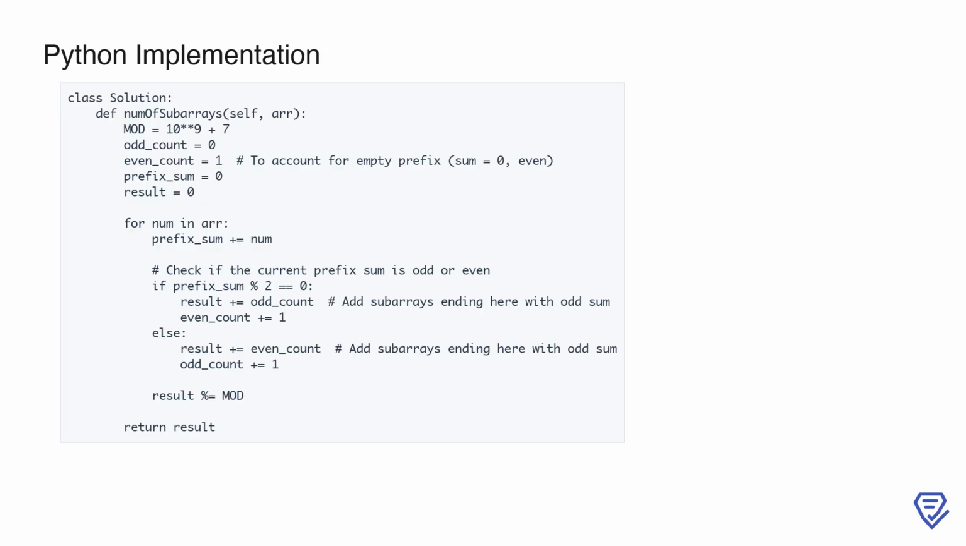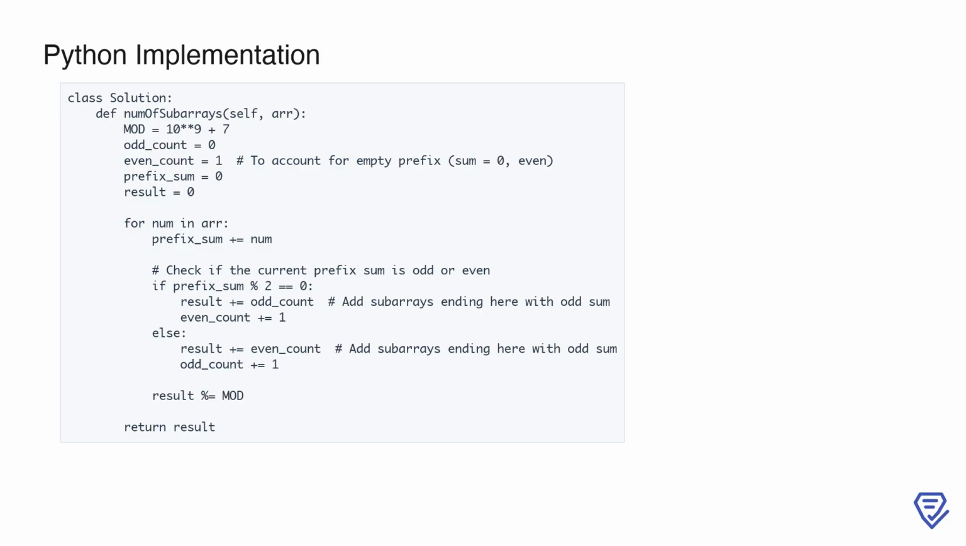We then iterate through each number in the input array ARR, updating the cumulative prefix_sum at each step. The parity, odd or even, of prefix_sum determines how we update the result. If prefix_sum is even, adding it to any previous odd prefix sum will result in an odd subarray sum, so we add odd_count to the result. Conversely, if prefix_sum is odd, adding it to any previous even prefix sum will yield an odd sum, so we add even_count to the result.